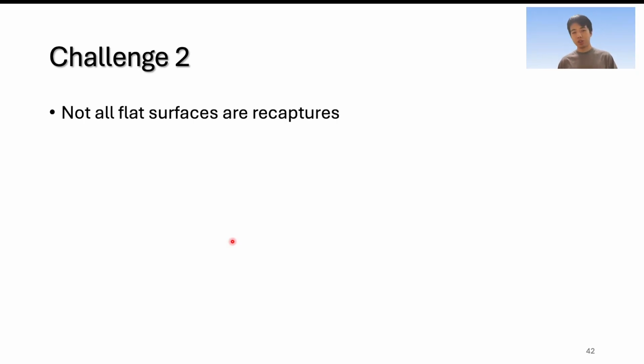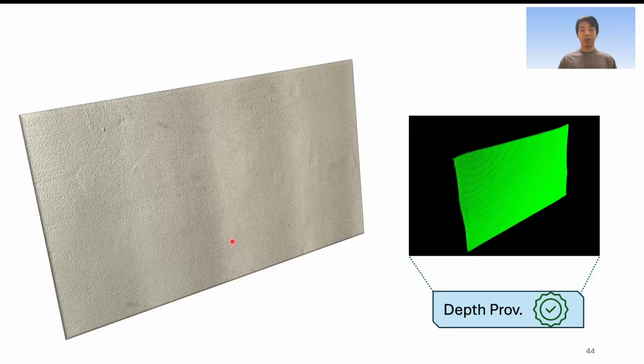And here comes challenge number 2, where not all flat surfaces are recaptures. Let's take an example of this wall, where again we have a photo of this wall with depth-enabled provenance. And we again recreated a 3D point cloud using the depth provenance. And as you can see here, well, they're both flat. But it is fine for a wall to be flat. That doesn't mean that this is a recaptured photo.